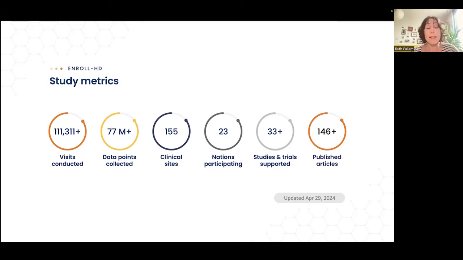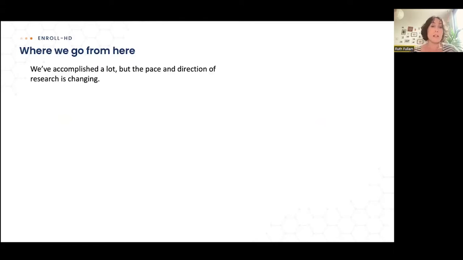And the Enroll data itself gets used, and at the moment, there are over 146 published articles using the Enroll data. So you can see it's making a significant contribution in the research community, and again, driving research forward and the understanding of HD. And we've accomplished a lot, but things don't stand still. The pace and direction of research is changing, and necessarily and thankfully so, because we want things to move on.